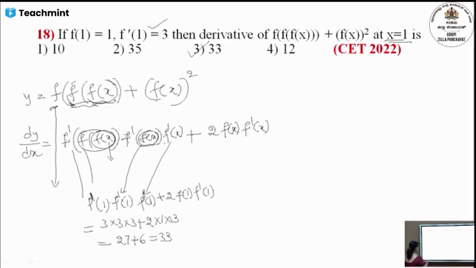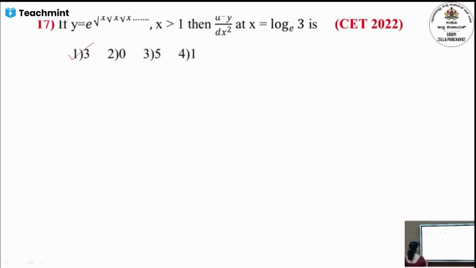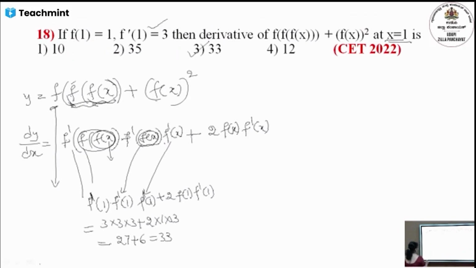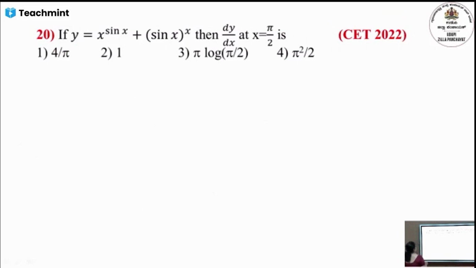Okay, this has been done. This is done. The answer was 3. Let's go for the next question, x power sin x, sin x power x.